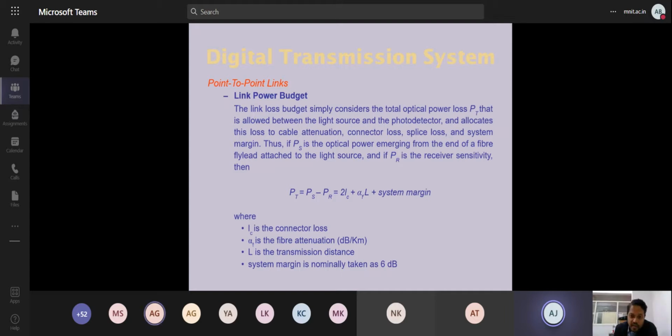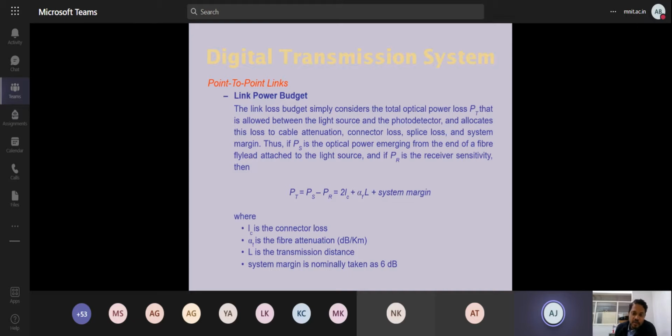Apart from that, there is the fiber attenuation given by alpha f, and capital L here refers to the length of the optical fiber. Alpha f has a unit of dB per kilometer, and L has a unit of kilometers, so the overall unit for this is dB. We are already familiar that at 1550 nanometers, we have the lowest loss of about 0.2 dB per kilometer.